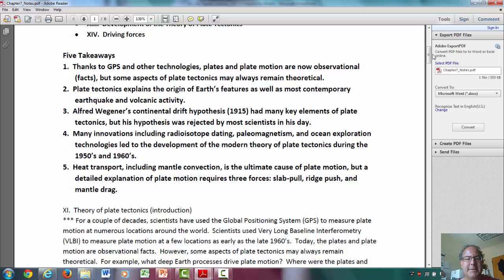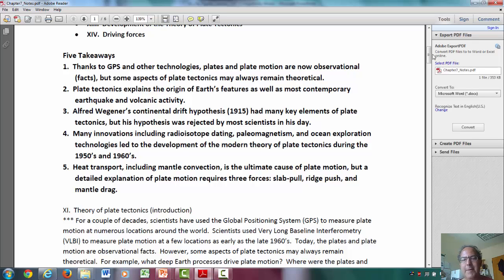Then, during the 50s and 60s, a lot of technological innovations led to really a new view of our planet, and in particular the ocean. This new view caused scientists to dust off Wegener's idea that the outer part of the Earth was mobile, to fix what was wrong with his idea and the ideas of others from that time, take what didn't need fixing, put it all together, and create the modern theory of plate tectonics during the 50s and 60s.